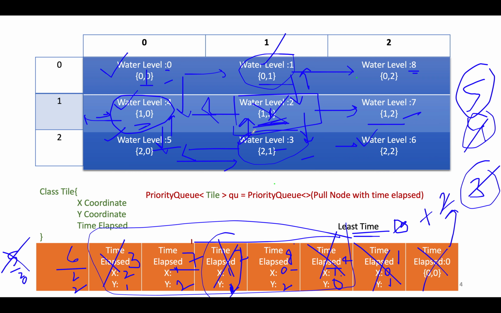These two were already part of the priority queue, so you can't do anything about it. You'll have to continue the process. Next, we will pull out 6 from the priority queue, because out of 6, 7 and 8, 6 has the least time elapsed. So this is gone, and the least time gets updated from 5 to 6.